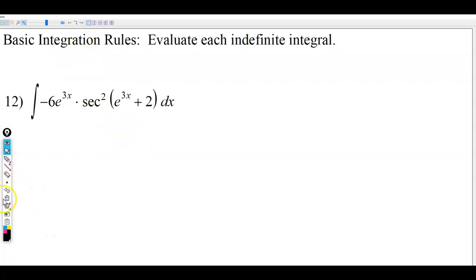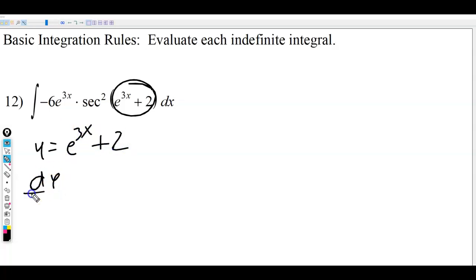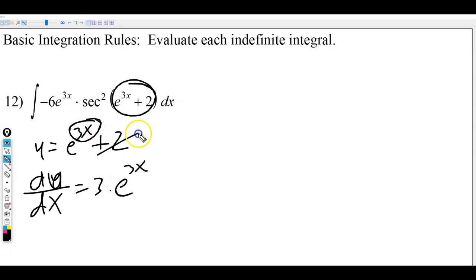So this is another u sub problem, but in this case we have some trigonometry involved. So once again, here's my inside function. We're going to take the derivative of that. The derivative of e to the 3x is just e to the 3x, but we need to multiply it by the derivative of its power, which is 3. The 2 just goes away when you take the derivative.